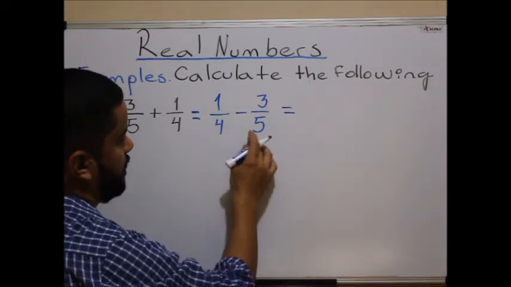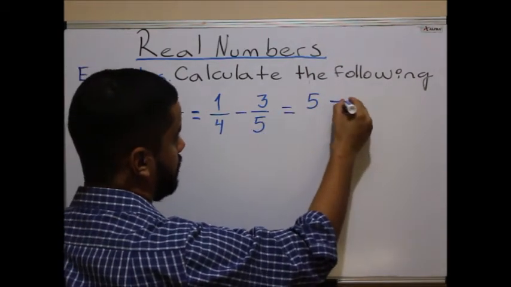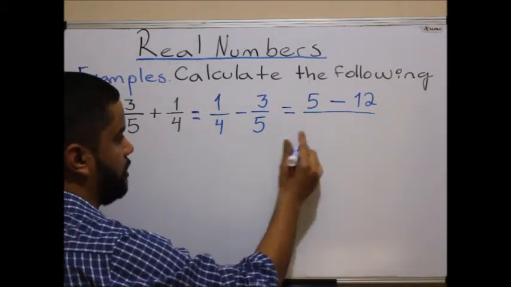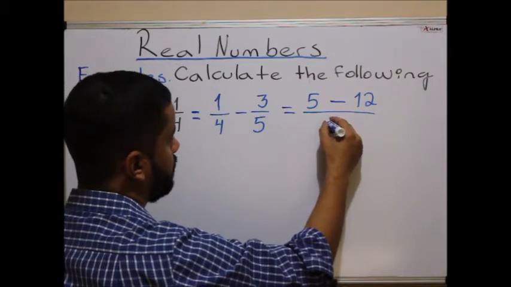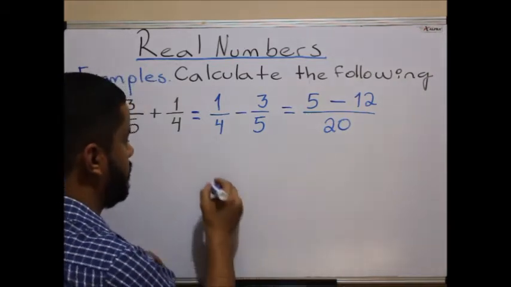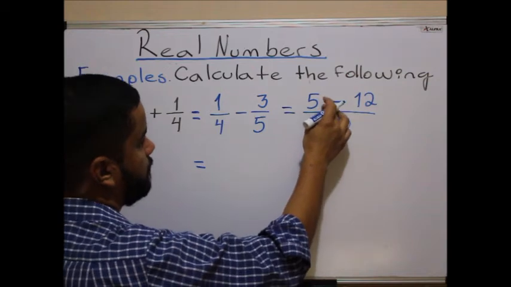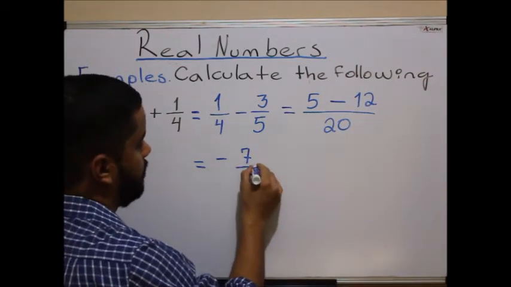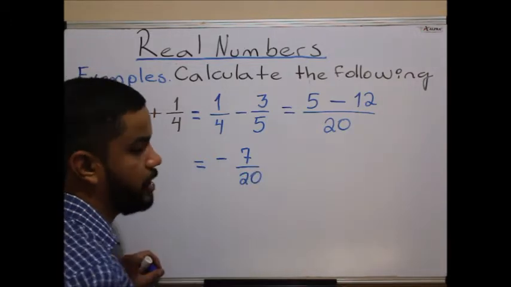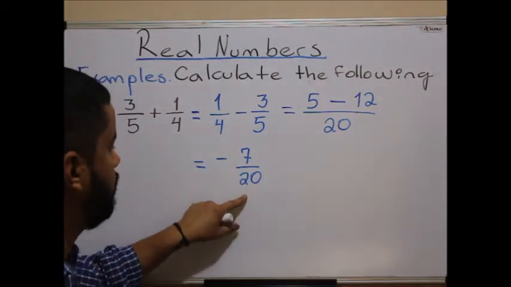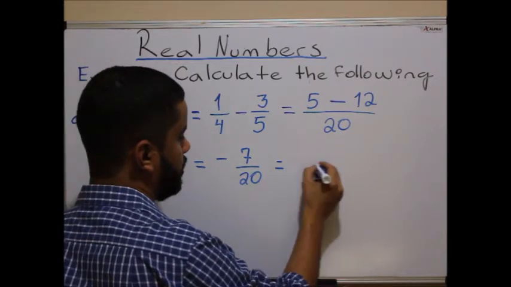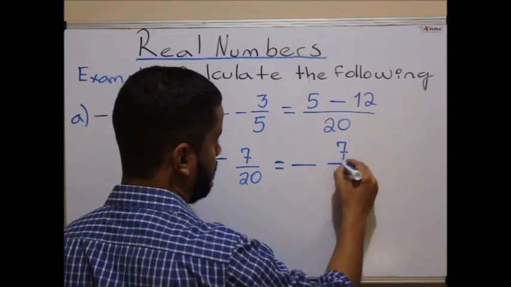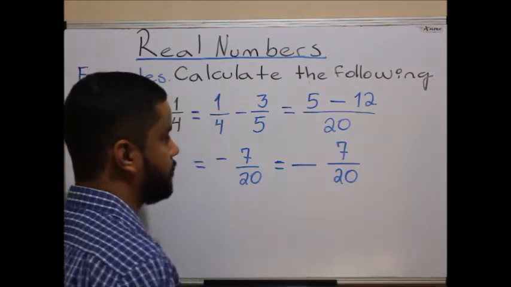So 1 times 5 is 5. We write the negative sign. 4 times 3 is 12. And then we just multiply 4 times 5, it will be 20. Now 5 minus 12 will be negative 7, and we just write down the 20. But we're going to write this fraction properly, so this will be negative, and then we write here the fraction 7 over 20, like that.